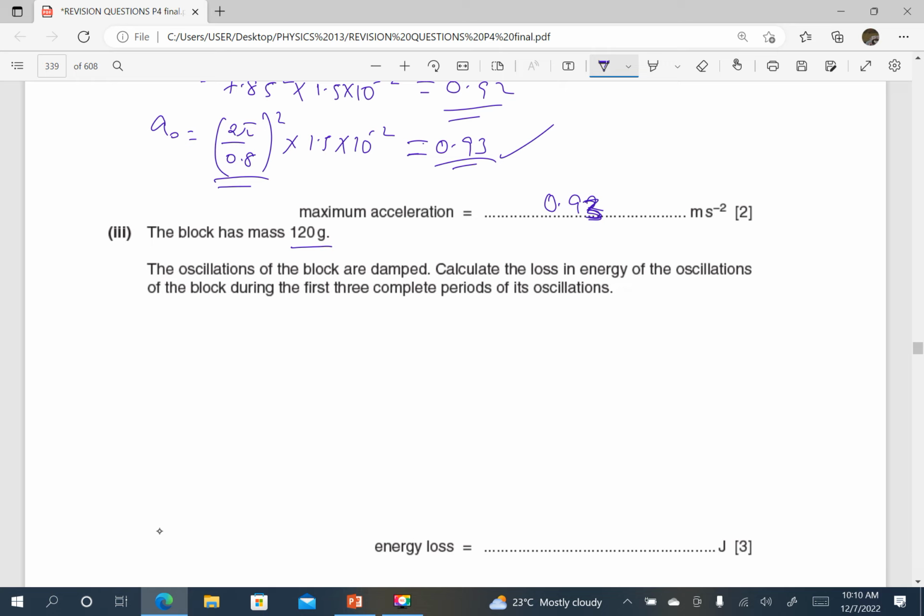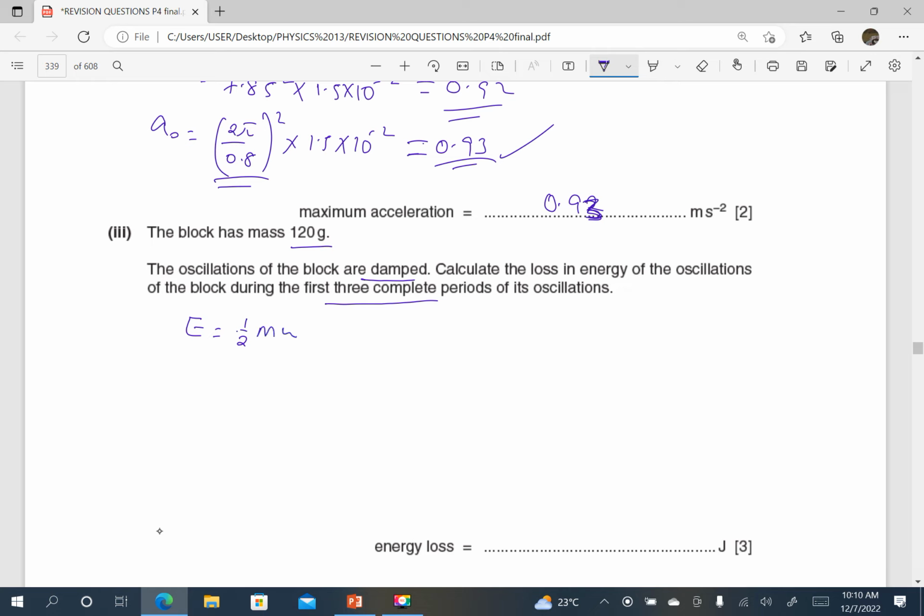The block has mass 120 grams. The oscillations of the block are damped. Remember, damping is the loss of energy due to dissipative forces acting on an oscillating system. Calculate the loss in energy of the oscillations of the block during the first 3 complete periods. So here we shall take total energy, and I will just say the loss in energy will be equal to a half.